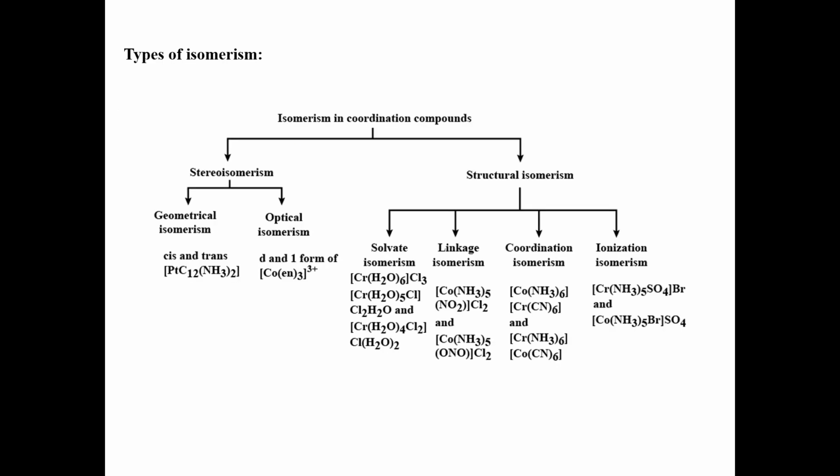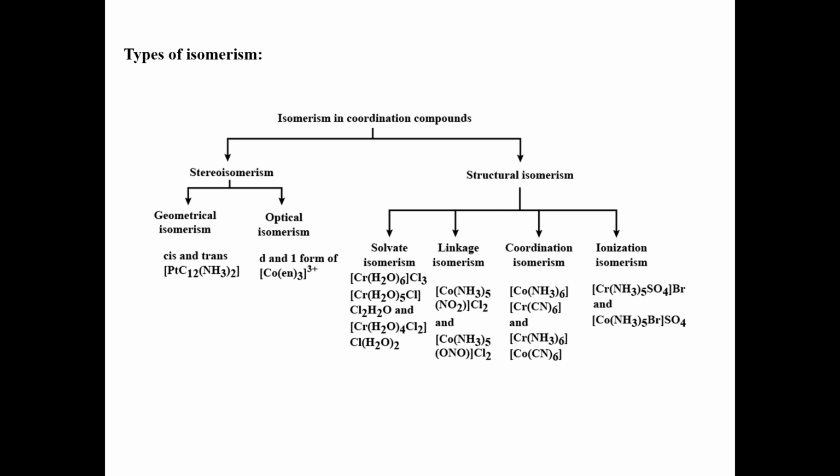So if I discuss the types of isomerism found in coordination compounds, one is stereoisomerism, which is related to the spatial arrangement. In stereoisomerism you have geometrical isomerism, cis and trans, and optical isomerism, D and L, with respect to light phenomena. In structural isomerism you can have solvate isomerism, or hydration isomerism, which is defined by the number of water molecules inside and outside the sphere.